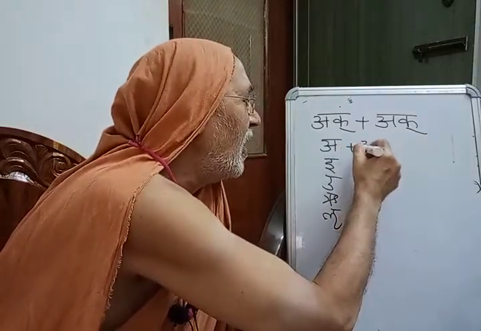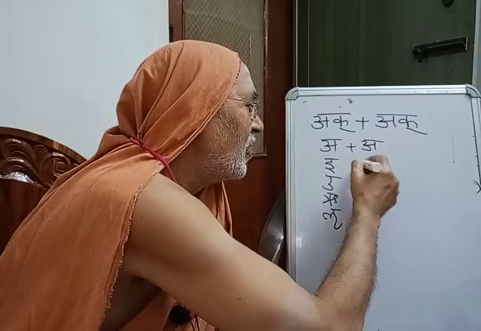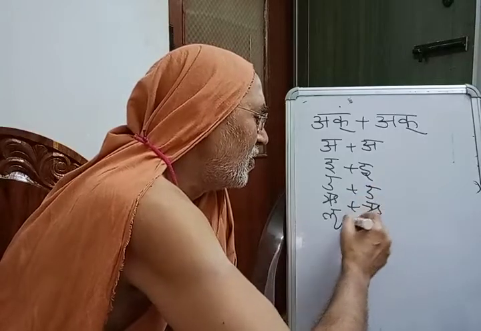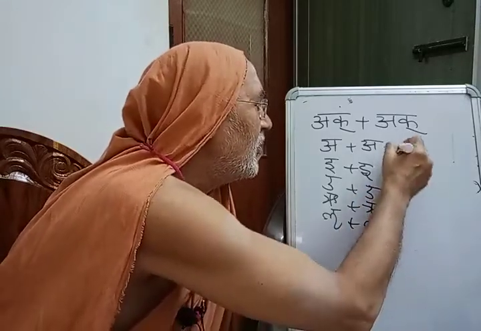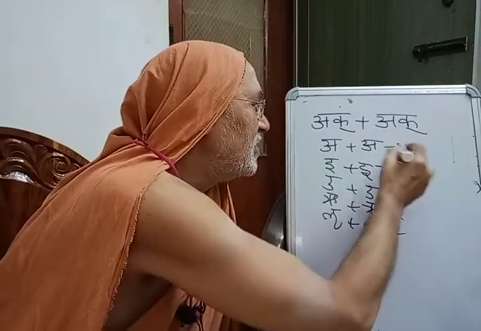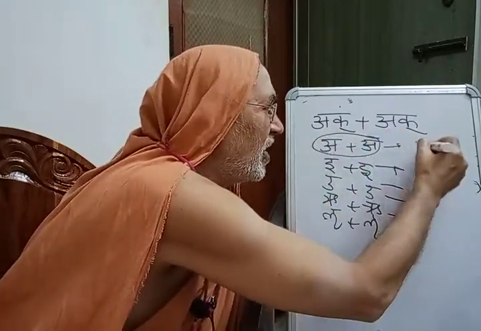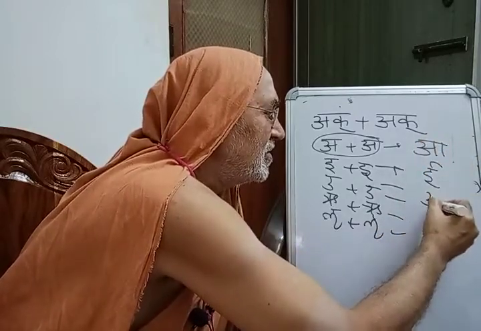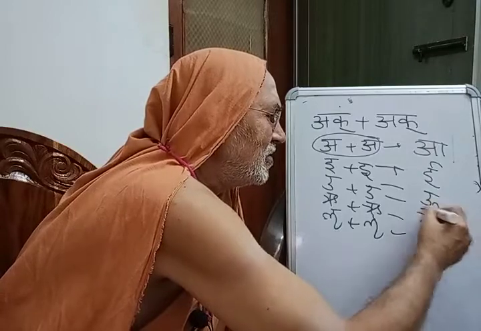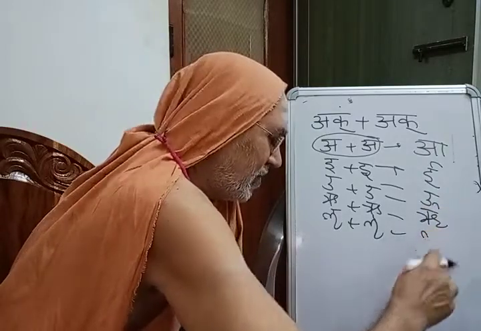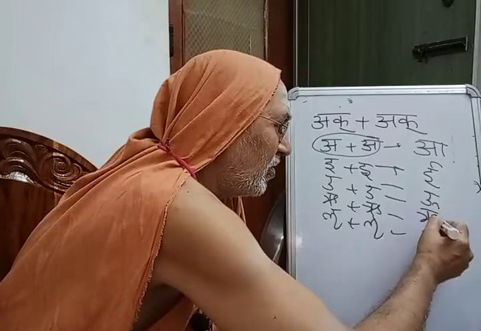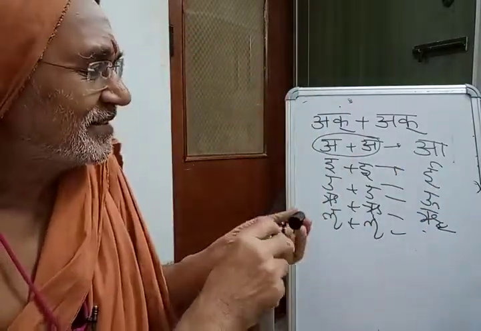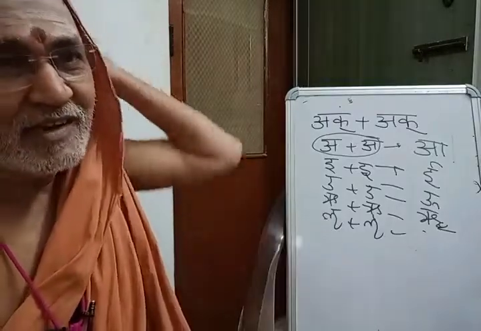A followed by A, short or long? I followed by I, U followed by U, Ru followed by Ru, Lu followed by Lu. What happens? These two are replaced by one long A. This is replaced by one long I. This is replaced by one long U. This is replaced by one long Ru. Even Lu, there is no long Lu. So this is Savarna Dirgha.